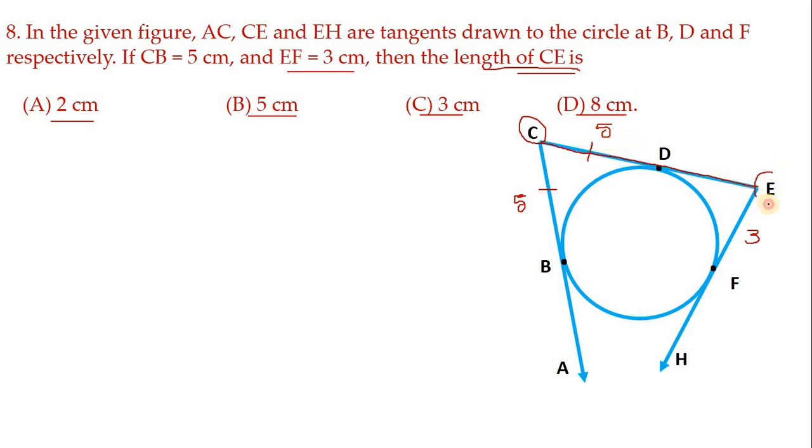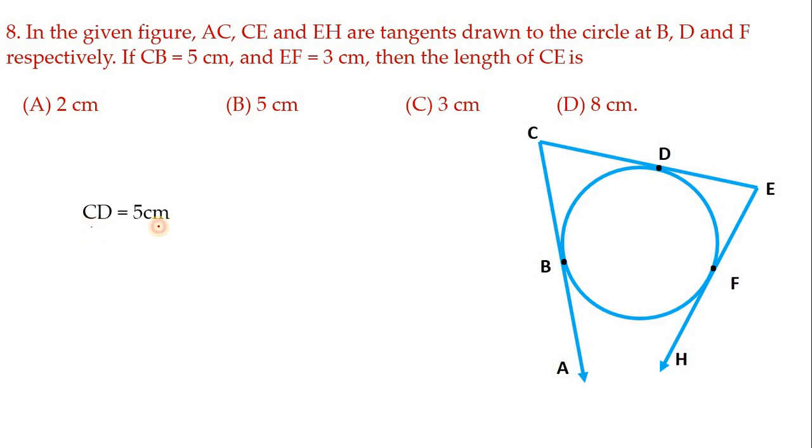Similarly, E is an external point. So from this point we have drawn tangents. So DE and EF are equal. So EF is 3 centimeter, therefore DE will also be 3 centimeter. Now add these two. 5 plus 3, which is 8 centimeter. Hence the correct option is D.